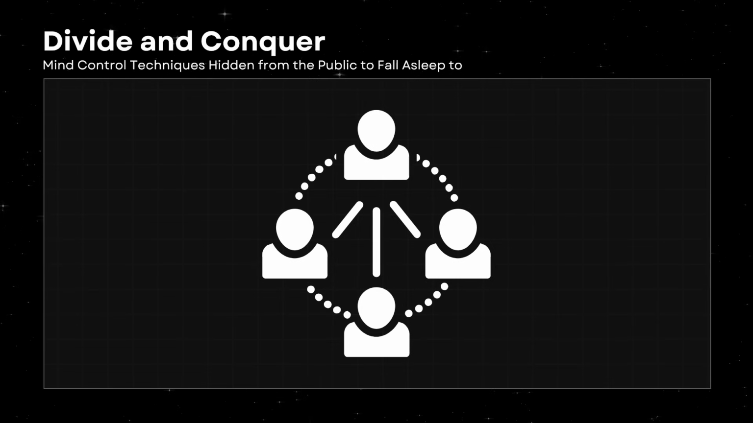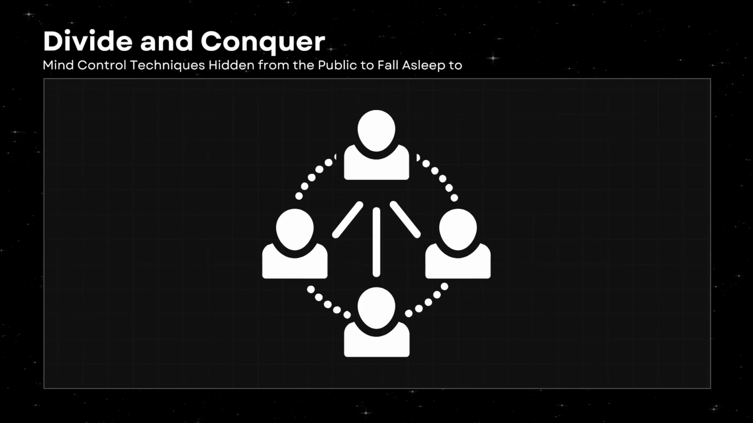Once the fear is in place, people begin to self-police. They don't just avoid unity, they attack it. A person who says, let's look at the root cause, is called naive. A person who refuses to choose sides is called weak. A person who sees both sides is called disloyal. The system no longer needs to divide. The people do it themselves.